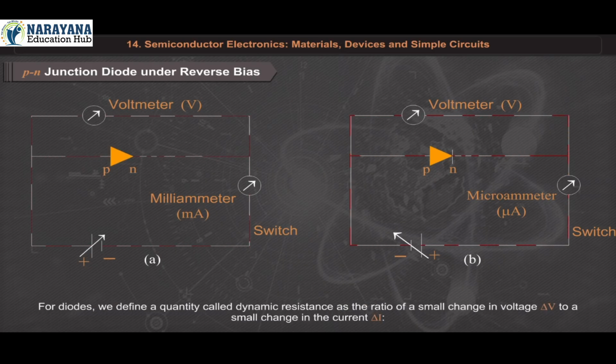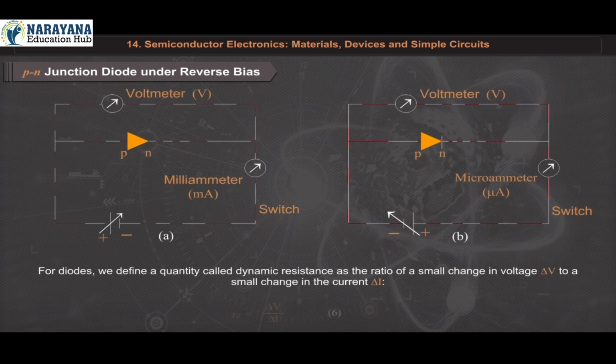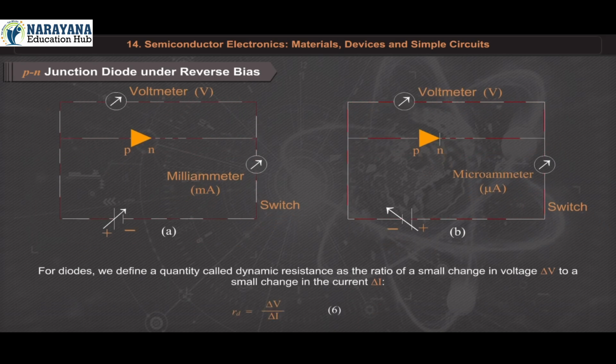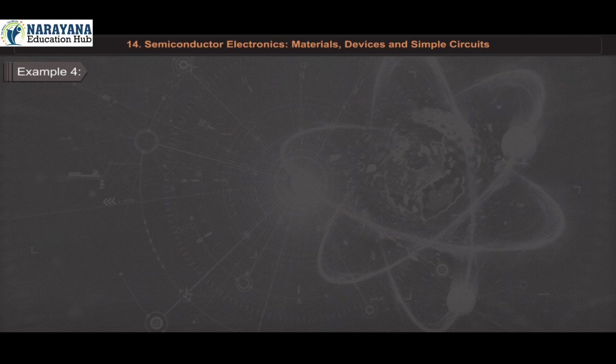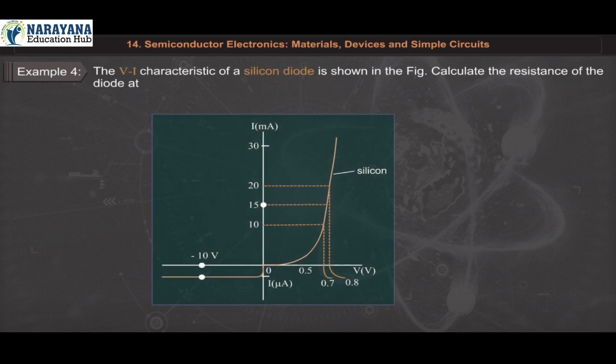For diodes, we define a quantity called dynamic resistance as the ratio of a small change in voltage, delta V, to a small change in the current, delta I. R_D is equal to delta V upon delta I. Equation 6. Example 4. The VI characteristic of a silicon diode is shown in the figure.